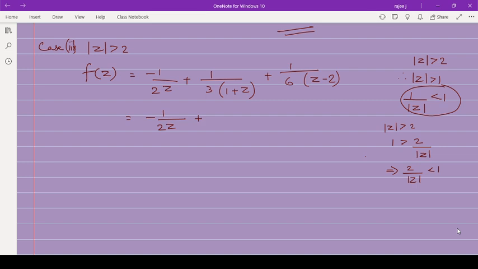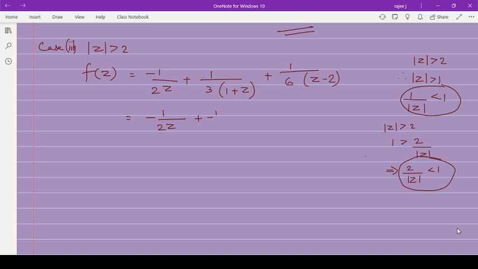This is mod z greater than 2, so we divide both sides by mod z. So 1 is greater than 2 by mod z means 2 by mod z will be less than 1. Just as if 1 is greater than 1 by 2, that means 1 by 2 is less than 1. We are just reversing that inequality. So here 2 by z will be less than 1.